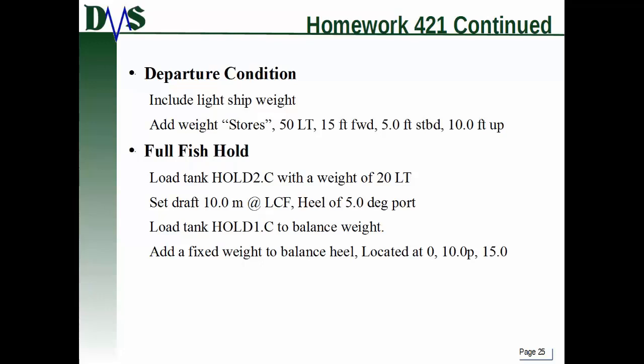So now what I would like you to do is load up hold 1.c to balance out that weight. So you're going to have to use one of those GHS keywords, and that will load up hold 1. But that only balanced out the weight, not the moments. So the last thing I would like you to do is add a fixed weight at the location of 0, 10 port, and 15. And I want you to add that weight, have GHS solve for the weight to balance out the trim moment. And that, well actually, the trim moment and the heel moment as well.